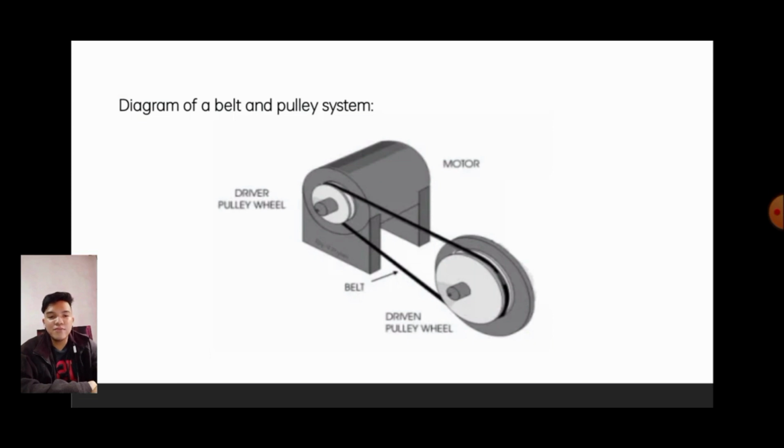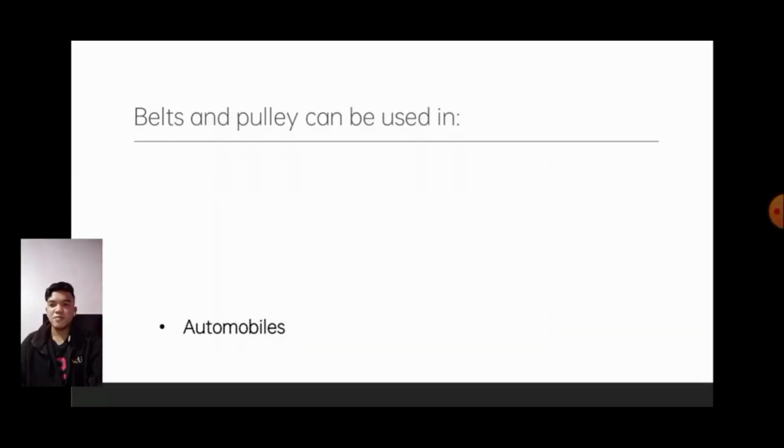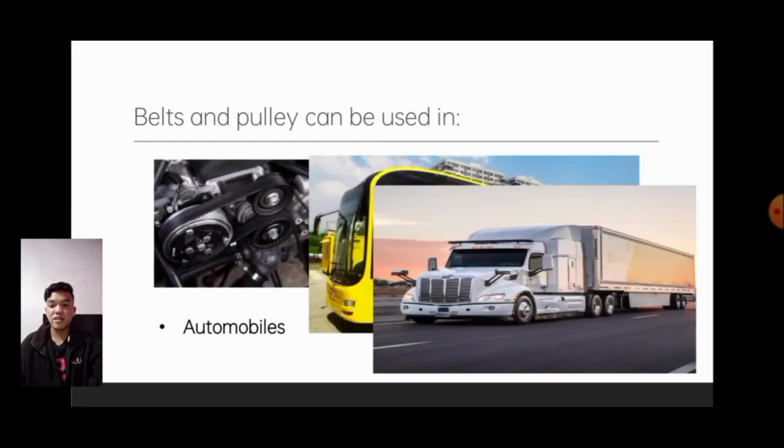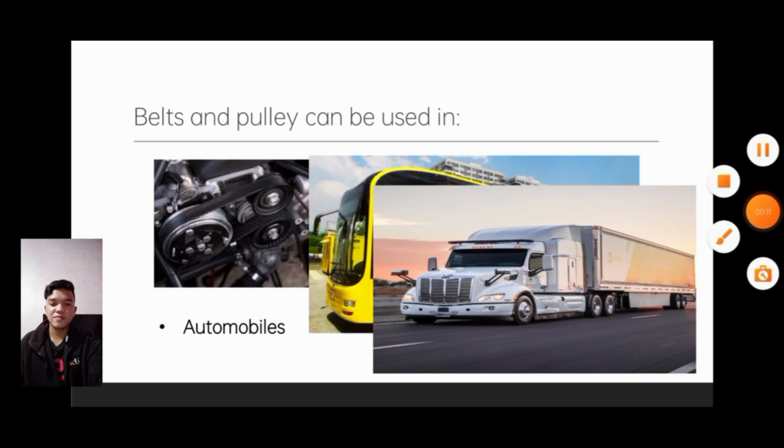The driven pulley is the output pulley of the two-pulley system. This is the pulley that is being turned because of the belt's motion. Belt and pulley can be used, first, in automobiles. It is connected at the crankshaft of an automobile.